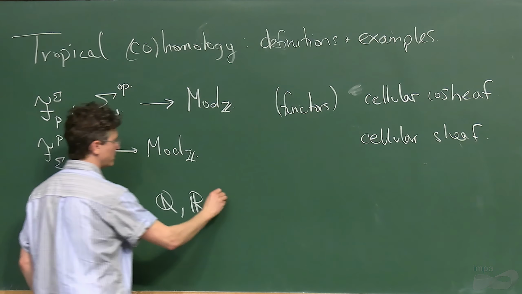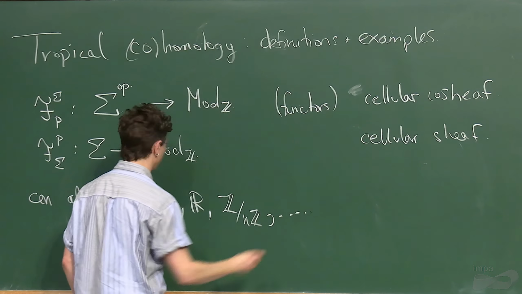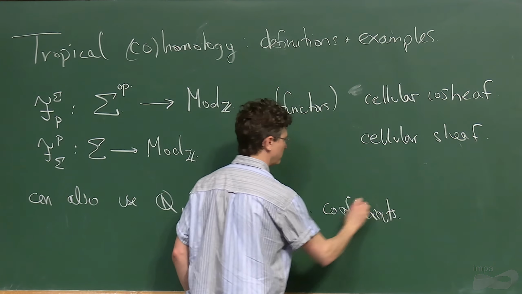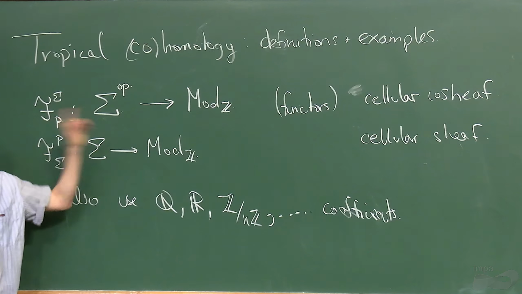We could also quotient Z coefficients. Okay. So these are particular instances of, yeah, question?